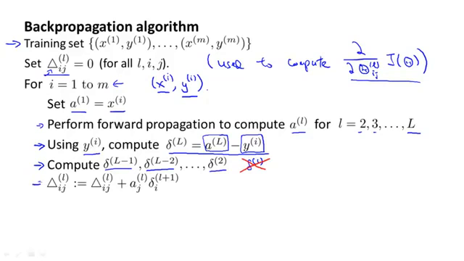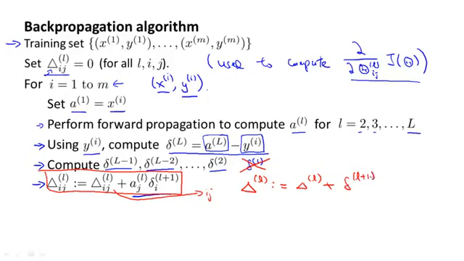And finally, we're going to use these capital delta terms to accumulate these partial derivative terms that we wrote down on the previous slide. And by the way, if you look at this expression, it's possible to vectorize this too. Concretely, if you think of delta L ij as a matrix indexed by subscript ij, then you can rewrite this as delta L gets updated as delta L plus lowercase delta L plus 1 times A L transpose. That's a vectorized implementation that automatically does this update for all values of i and j.